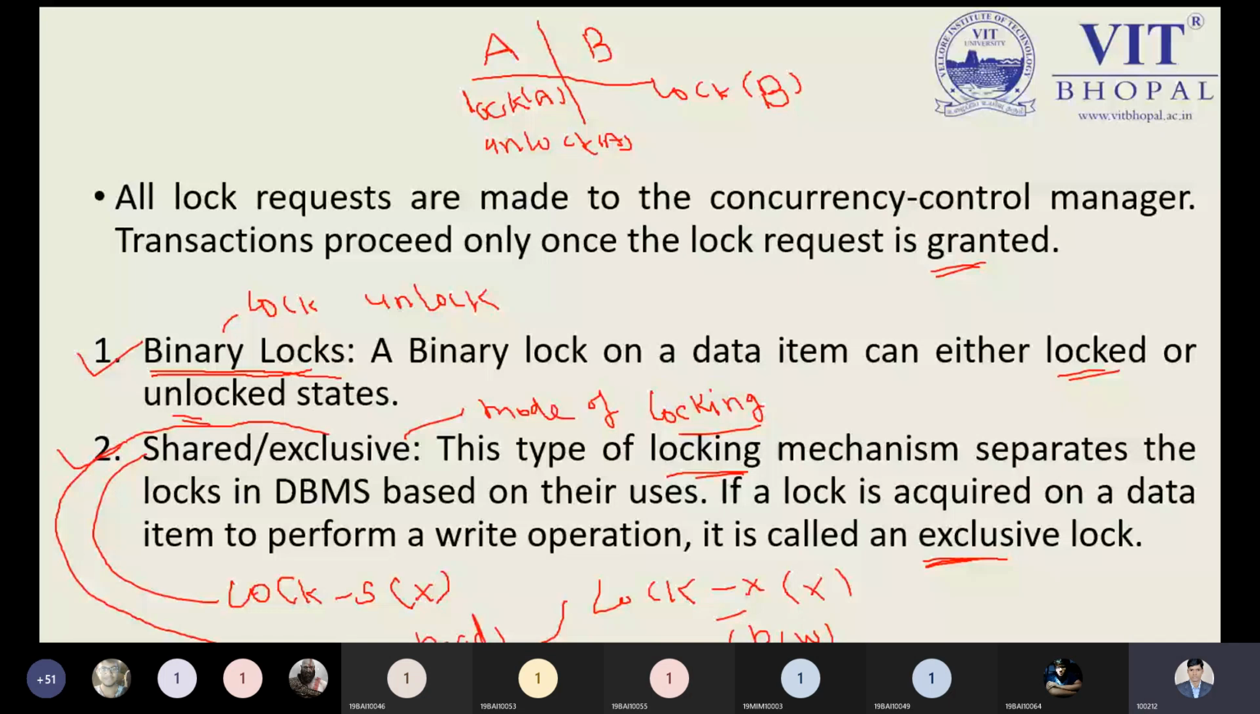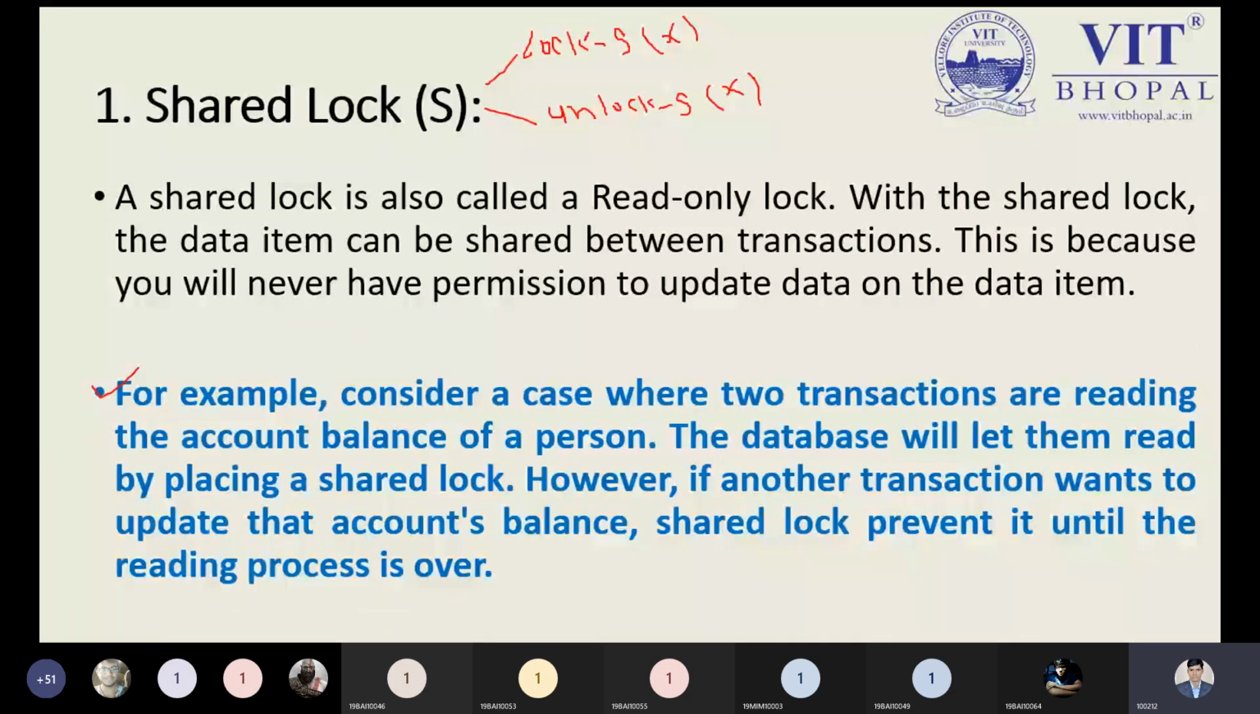And with exclusive locking, you can perform both read and write operations. And with shared locking, you can perform only the reading operation. So this is a point we need to keep in mind. And we have an example over here. Suppose we have two persons, or two transactions, who want to access some information from the same account balance, then we can read, there is no issue.